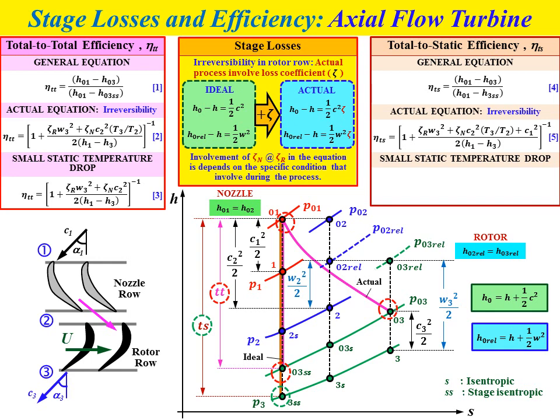If the temperature drop is very small, we can neglect the term for temperature ratio. So we will get equation number 6. Mu Ts equal to 1 plus zeta r W3 square plus zeta n C2 square plus C1 square, divided by 2 times H1 minus H3. So these are the equations that we can use to determine total efficiency and also total to static efficiency for the axial flow turbine based on the velocity diagram and also the enthalpy value.